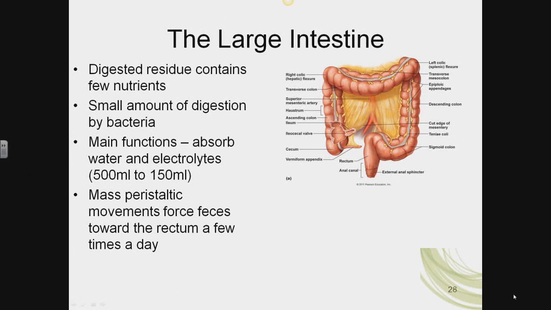The large intestine also can absorb a small percentage of nutrients. Mostly, again, it's water. It can also participate in some vitamin synthesis, particularly vitamin B complexes, and even vitamin K. There are some bacteria, there's a lot of bacteria of different kinds that actually line our entire alimentary canal. Some of these bacteria can also aid in digestion. Again, the main function is to absorb water and some remaining electrolytes.